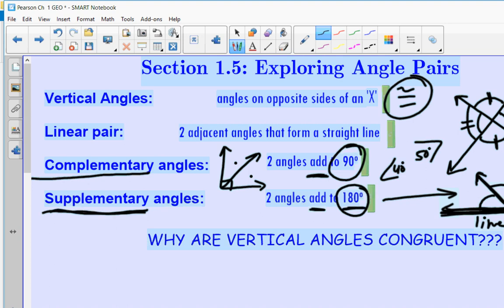Okay. So down here, there's a question: why are vertical angles congruent? It's because they're on opposite sides of the x. I kind of talked about that one a little bit. But the openings that are created by those two lines that intersect, that created the x, they create congruent angles that are, in this case, opposite each other or vertical. Okay. So we'll kind of look at that and practice that a little bit.